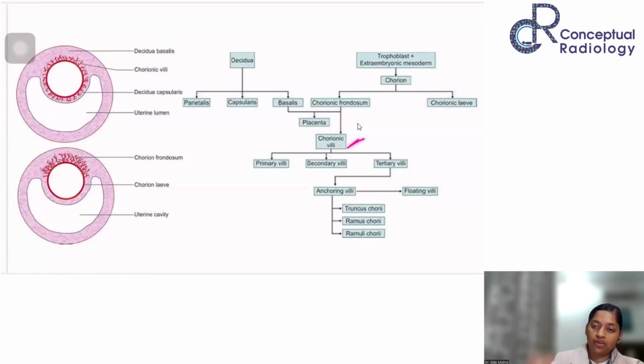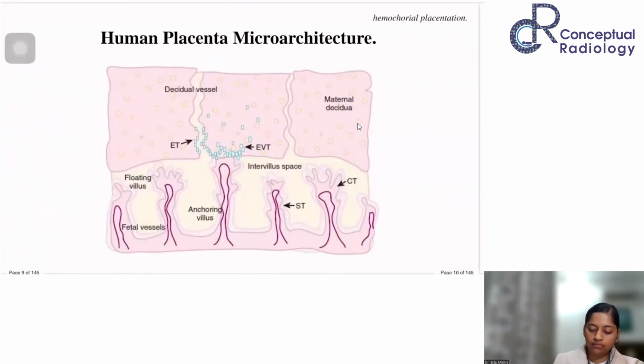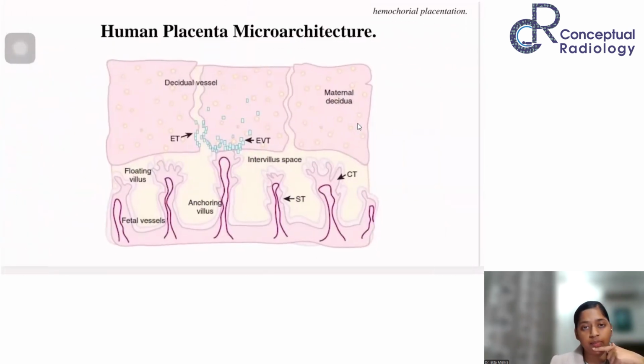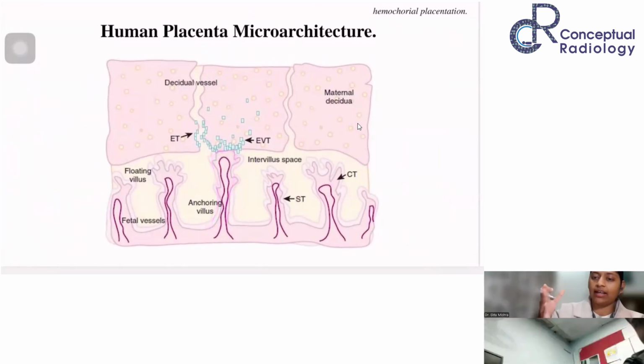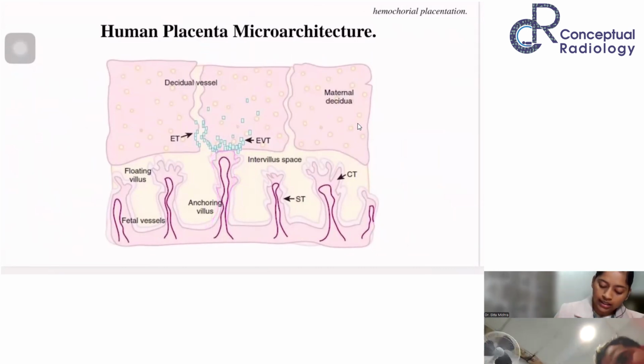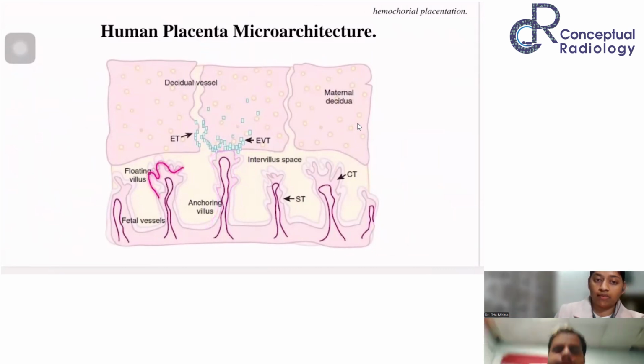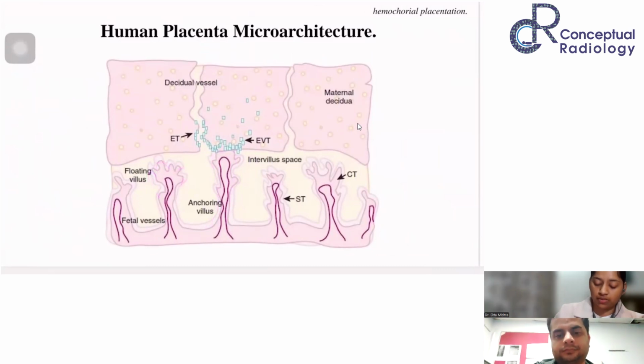Chorionic villi are of three types: primary, secondary, and tertiary, and now you know how they develop. And the tertiary villi can be anchoring villi or floating villi, depending on whether they are attaching to the maternal plate also. So this is a microarchitecture of placenta. These are the villi which are going till the maternal edge. These are the anchoring villi which are anchoring the placenta in place. And then we have a few villi which are floating villi, which are going to branch out.